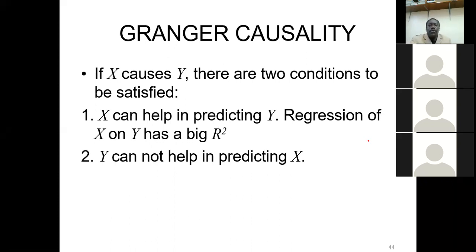Yes, so you can find yourself using Granger, and Granger will tell you the situation: if X causes Y, there are two conditions to be satisfied. X can help in predicting Y. Regression of X and Y has a big R squared, of course. Y cannot help in predicting X, and so on.